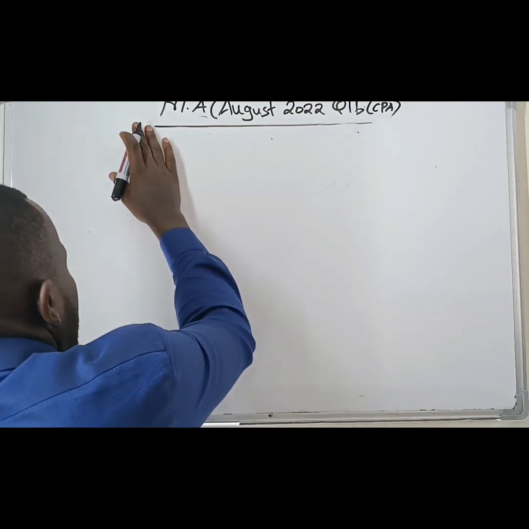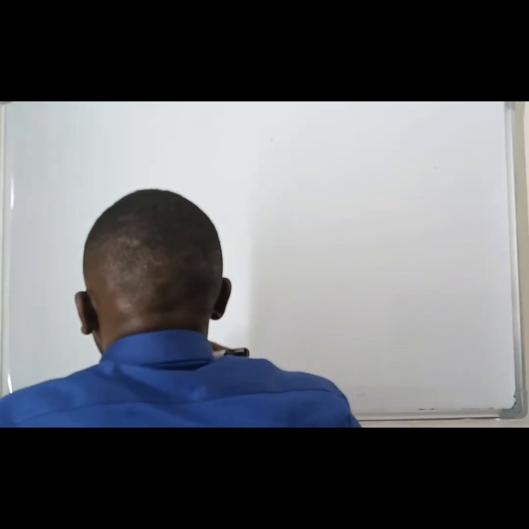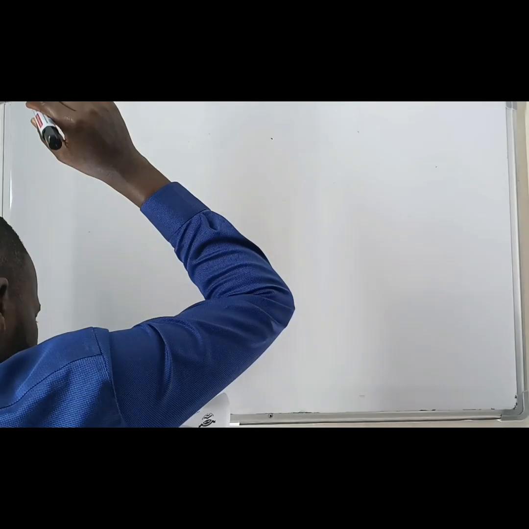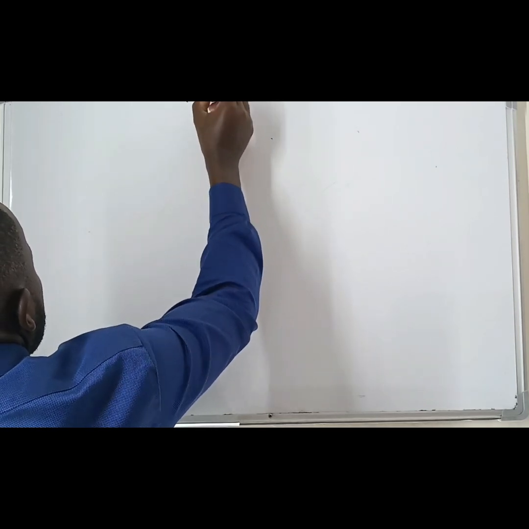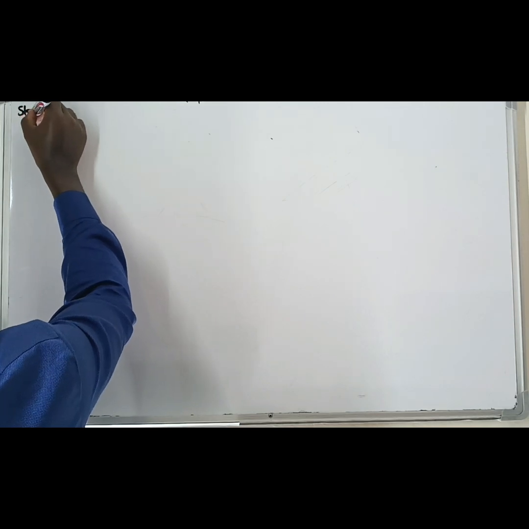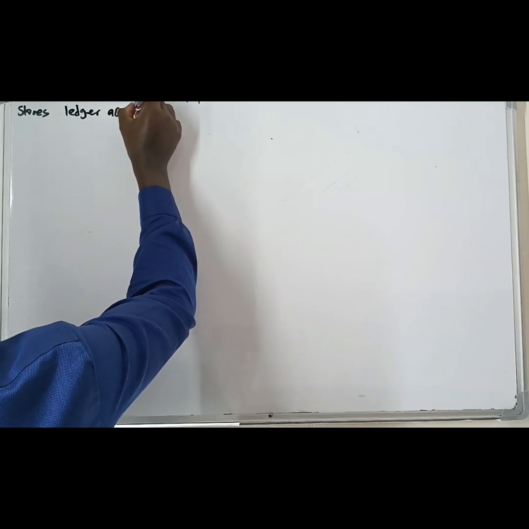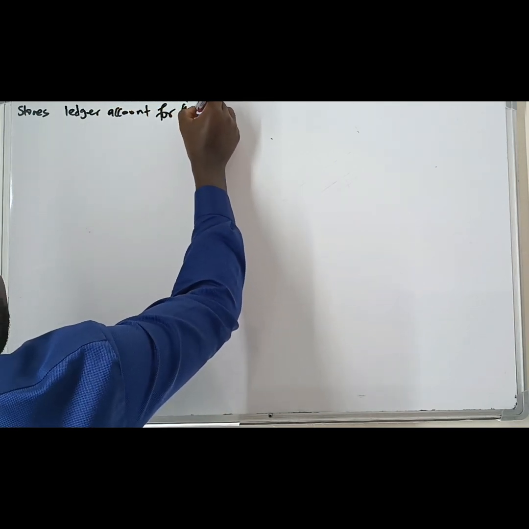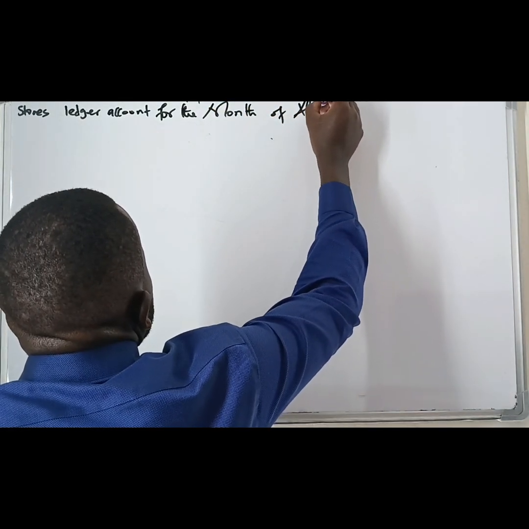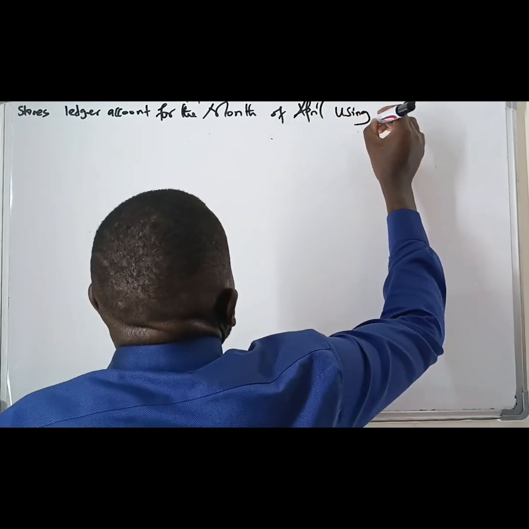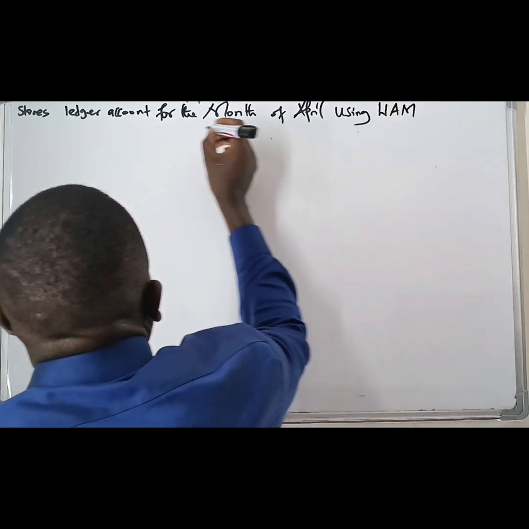So what I want to cover is stores. I'll use the top of this board. You can write there: material R stores ledger account or ledger card for the month of April, using, I'll use abbreviation, weighted average method.